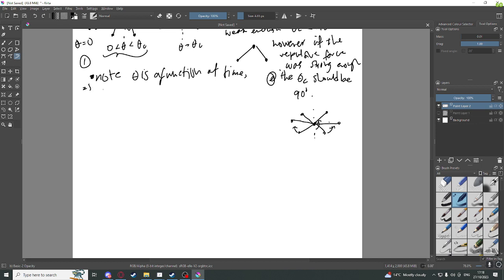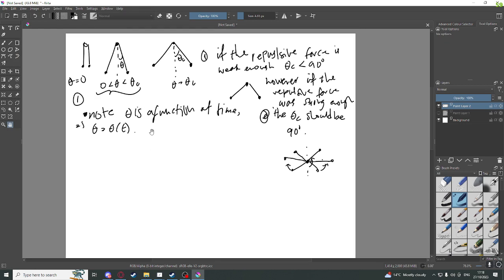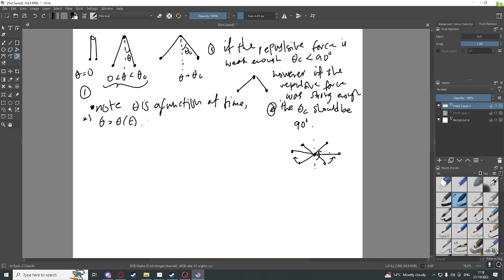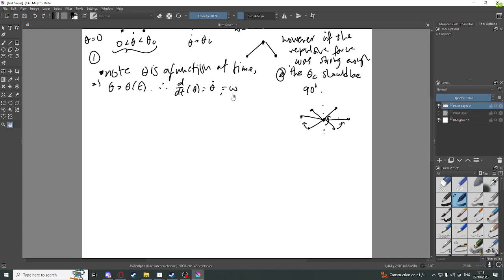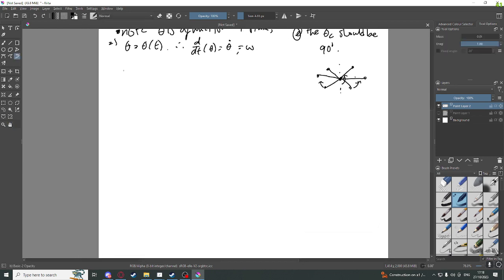So this implies that theta is equal to theta of t, and therefore if we differentiate theta, this is equal to theta dot, which is also known as omega. Okay, so we'll be resolving forces now.